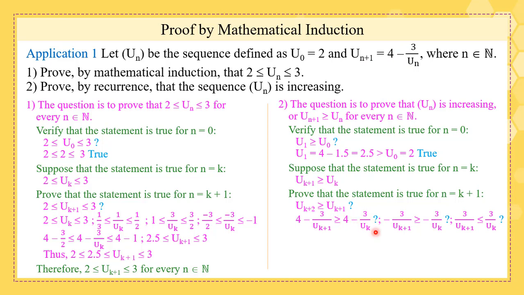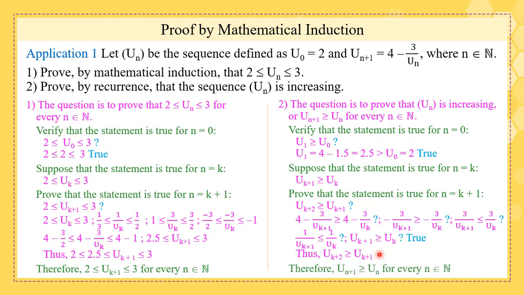This is the question. If we subtract 4 from both sides, we get minus 3 over uk plus 1 greater than or equal to minus 3 over uk. Then if we multiply by a minus, we change the inequality sign, we get 3 over uk plus 1 less than or equal to 3 over uk. Then if we divide by 3, we get this quantity, and if we apply reciprocal, we get uk plus 1 greater than or equal to uk. So this statement is true, and we can say that uk plus 2 is greater than or equal to uk plus 1, and therefore un plus 1 is greater than or equal to un.